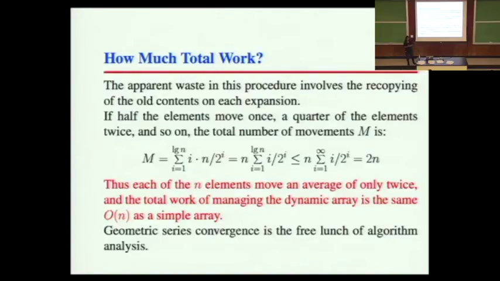And if you're inserting 2n things, and overall you're only doing twice n work, that means that for every insert, how much work are you doing? What is the average amount of work you're doing every time you insert? Yes? Order 1.